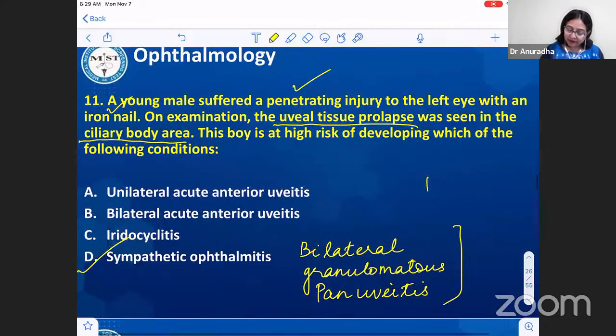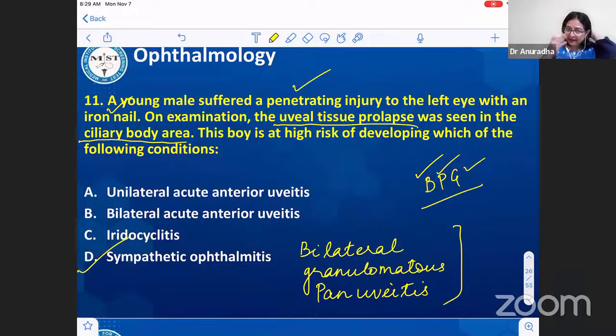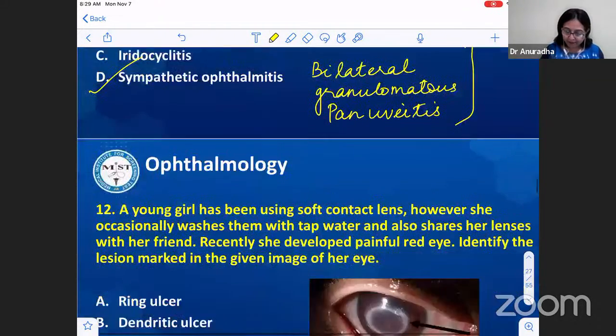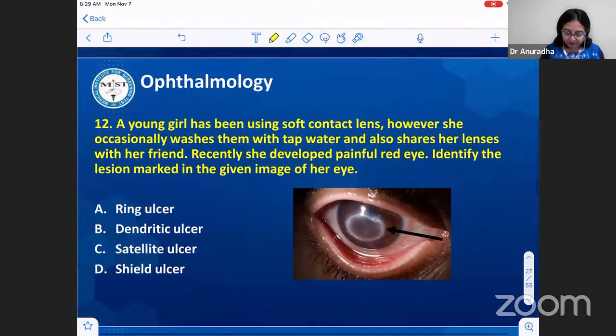Or you can make it like BPG also: bilateral, panuveitis, granulomatous. If you want to remember something like BPG, bilateral, panuveitis, granulomatous. Penetrating eye injury is the prerequisite. Ciliary body area injuries are usually very dangerous for developing sympathetic ophthalmitis. Okay, right? Moving on to the next question, beta.